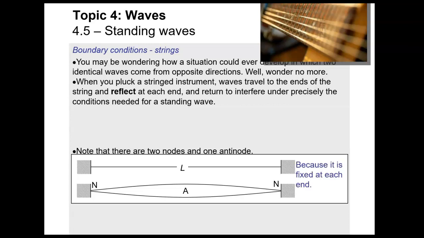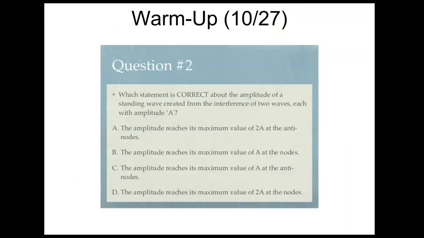Now, in this case, the reason we have nodes at the ends has to do with what's called the boundary conditions. Boundary conditions just means what is happening at the edges of the problem. So in this case, the two boundaries that we're talking about are the two ends of the string. Why do those have to be nodes? Well, because they can't move. Why can't they move? Because they're physically tied down. Anyone that's ever played a string instrument like a guitar or violin knows that the two ends are tied down. So there's a physical reason why they have to be nodes.